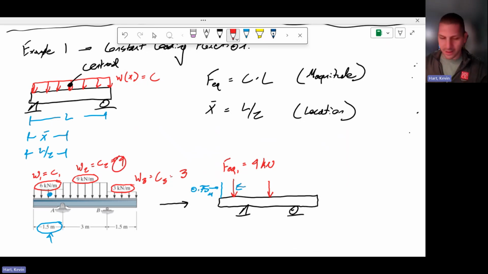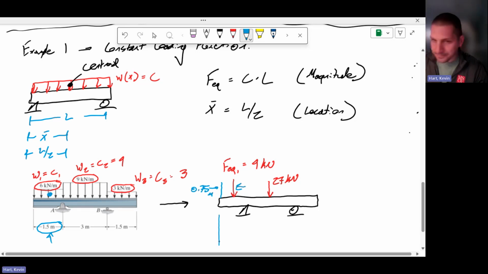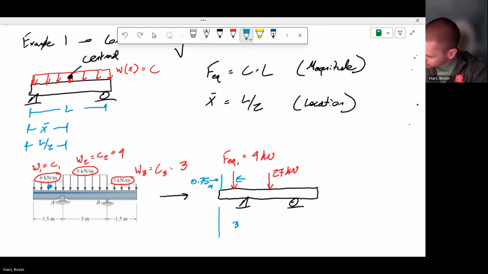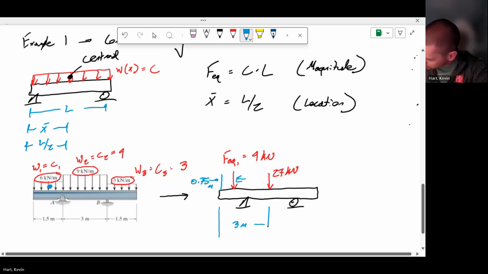The second distribution is 9 kilonewtons per meter, and it's acting over 3 meters. So this is going to be 27 kilonewtons. That's for equivalent force number two. That will act at half of the length of this 3 meters. The centroid of this is here. So it's going to be 1.5 meters plus half of 3, which will be 3 meters from the left-hand side. That's where that's located. And we can do the last one.